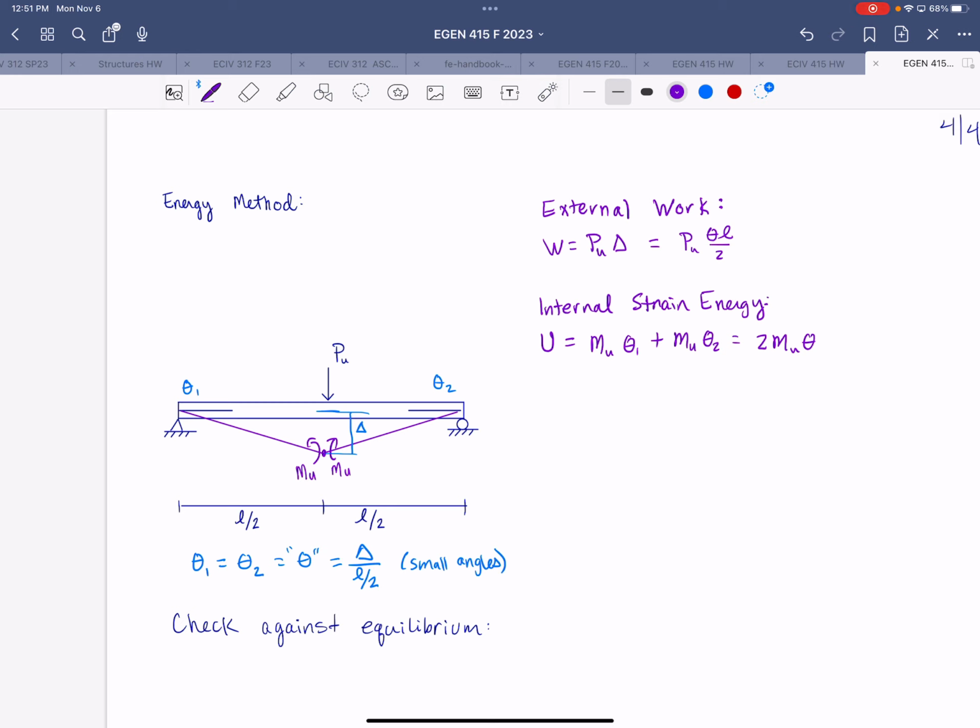And then for total work, we're going to set the internal work equal to the external work. And then we can solve for the magnitude of Pu that would cause collapse, right? So we'll do that next time. And then we will continue that with more interesting beam configurations.